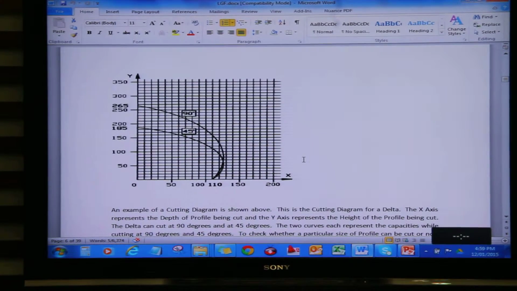Okay, now we are going to talk about saw capacities and how we check whether the saw is capable of cutting a profile of a certain dimension. What you see on your screens right now is a cutting diagram for a given saw. Here there are two curves. The curve with 90 written shows the cutting capacity of the saw when cutting at 90, and the second curve shows the cutting capacity of the saw when it is cutting at 45.